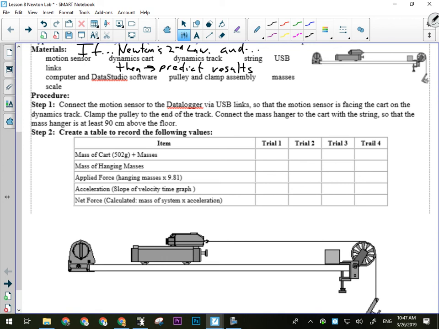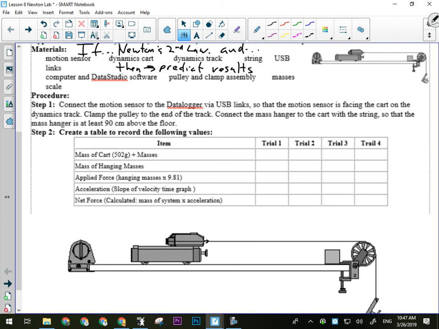Then you're going to have the mass of the hanging masses. So it will have the mass of the cart and the masses we put on it. Mass of the hanging mass. Applied force will be your hanging mass times 9.81 because it's providing the driving force here. And then we'll have the acceleration, which you're going to get from making graphs. You're going to build graphs in Google Sheets of each one of your trials, and what you should see is an ever increasing slope for each trial as we increase the amount of mass that's hung over the pulley. Everyone all right with that?